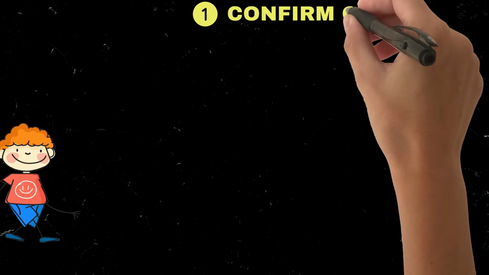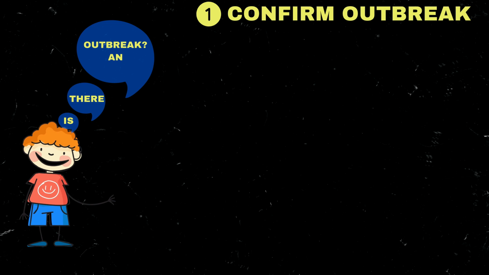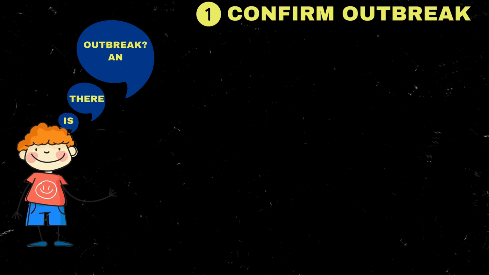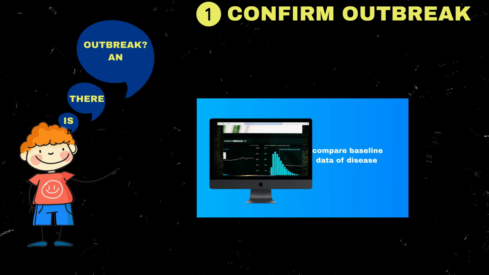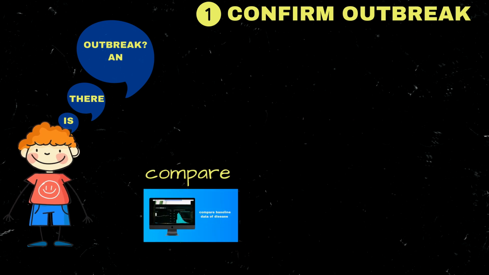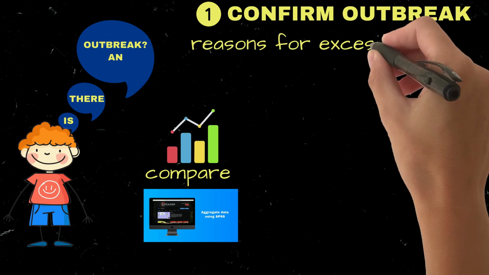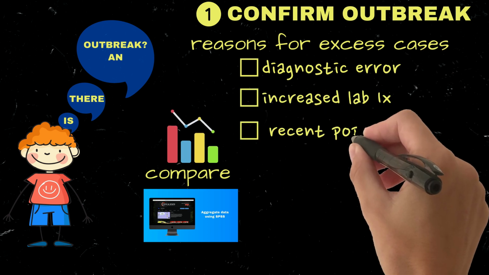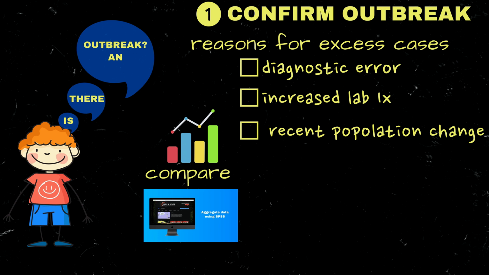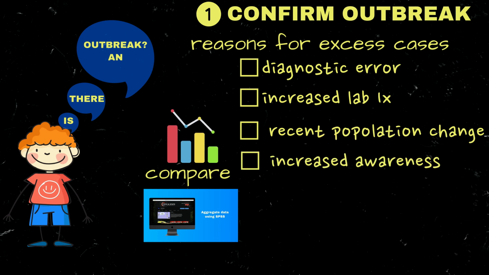The first step is confirming the existence of an outbreak, to determine whether there is an excess of cases than normal. To know that, we need to study the baseline data of that illness for that population and for a given time. Then we can compare it with the current occurrence to see whether there is an excess or not. Sometimes the excess of cases may be due to diagnostic error, increased lab investigations, recent change in the population due to migration, or increased awareness in the community. All that needs to be ruled out to know the actual cause.